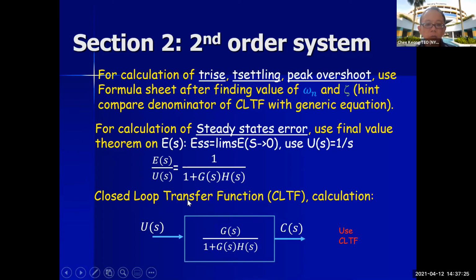The closed loop transfer function calculation is G over 1 plus GH. So can you contrast the difference? The only difference is the numerator. For error, it is 1 over 1 plus GH. For closed loop transfer function, it is G over 1 plus GH. So basically, that's the difference, right?